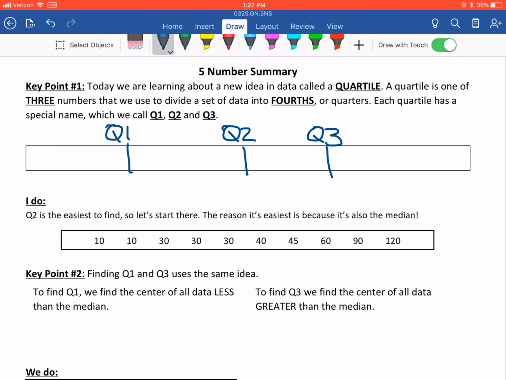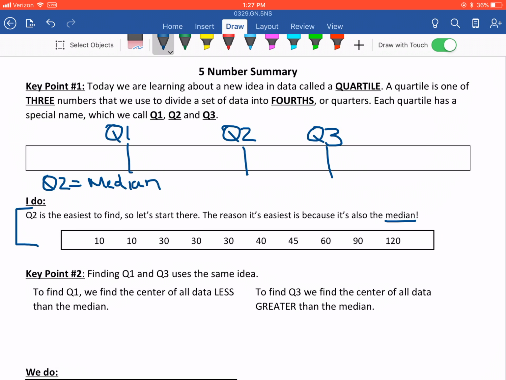So we know now what Q1, Q2, Q3 are, but maybe we don't know how to find them. First, we're going to start out with Q2, because it's the easiest to find. The reason that it's the easiest is because it's also the median. So Q2 is the same thing as the median. They mean the same thing.